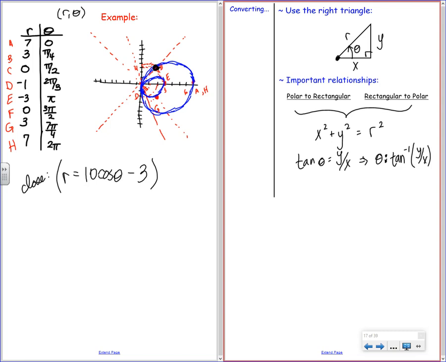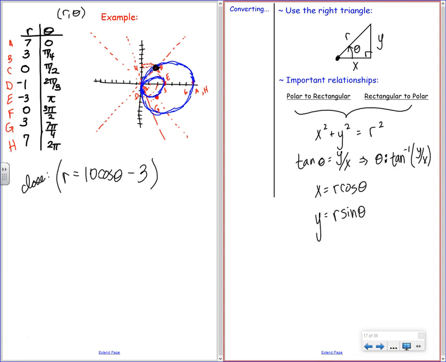We could also do something like we saw with vectors. X, which is adjacent, could be r, the hypotenuse, times cosine of theta. It's a rearrangement of CAH: cosine equals adjacent over hypotenuse. Solve for the adjacent, we get this. We could also do the same thing with y. You guys saw this in vectors. It's a variation of SOH: sine equals opposite over hypotenuse, move the hypotenuse. So all of these formulas could be good.